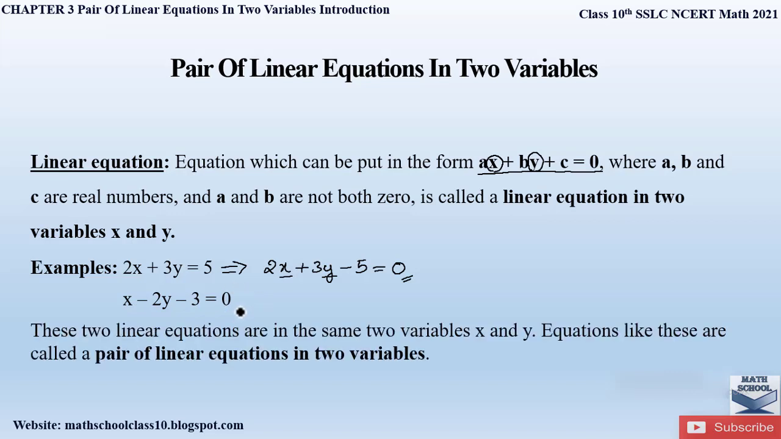Now these two linear equations are in the same two variables x and y. Both the equations have the same variables x and y. So equations like these are called a pair of linear equations in two variables. Each equation has variables x and y, right? So therefore they form a pair of linear equations in two variables.